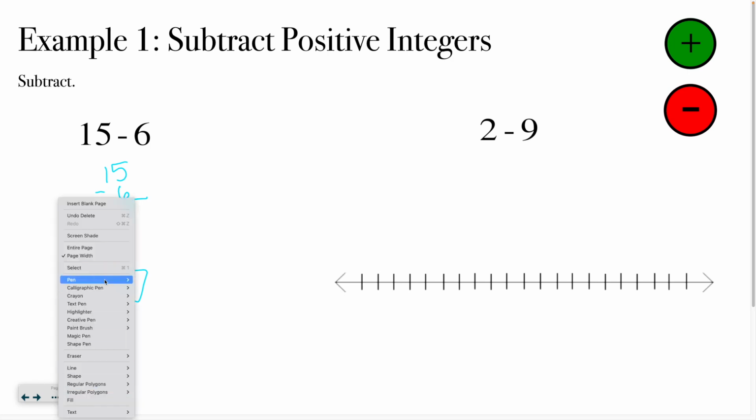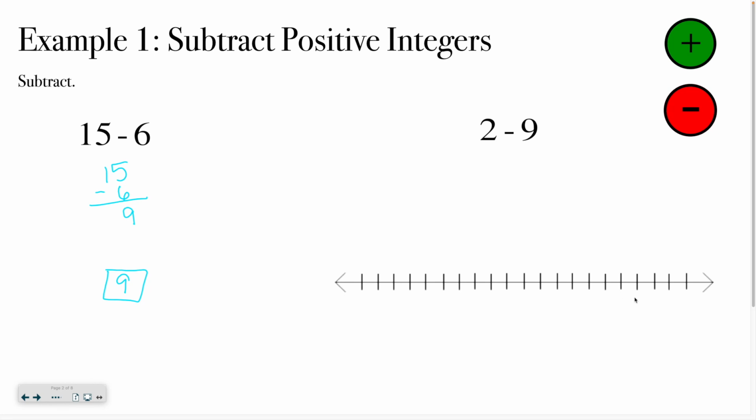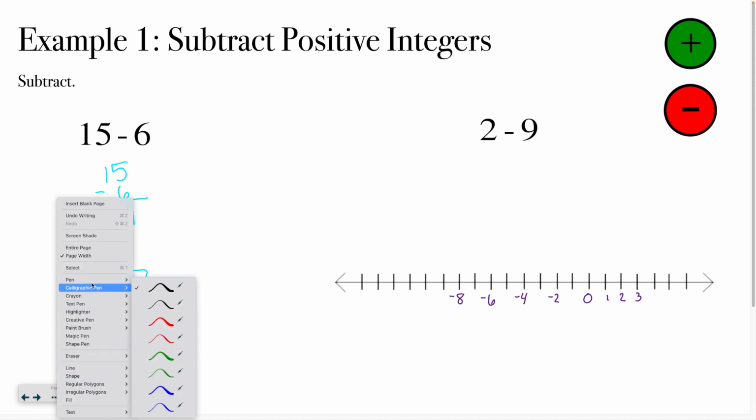But I will still show you how to use the number line. So let's say that I'm just going to put 0 right here, so then that's 1, 2, 3. With the negatives, I'm going to just write every other number to save room, save some space, so that it's not all mashed together.